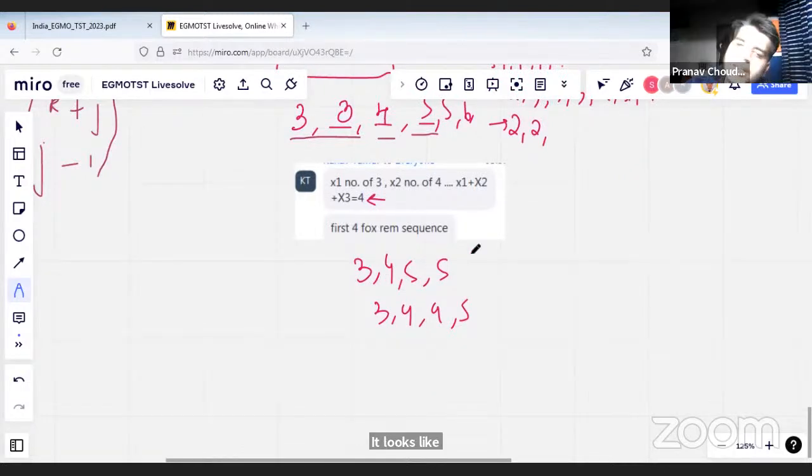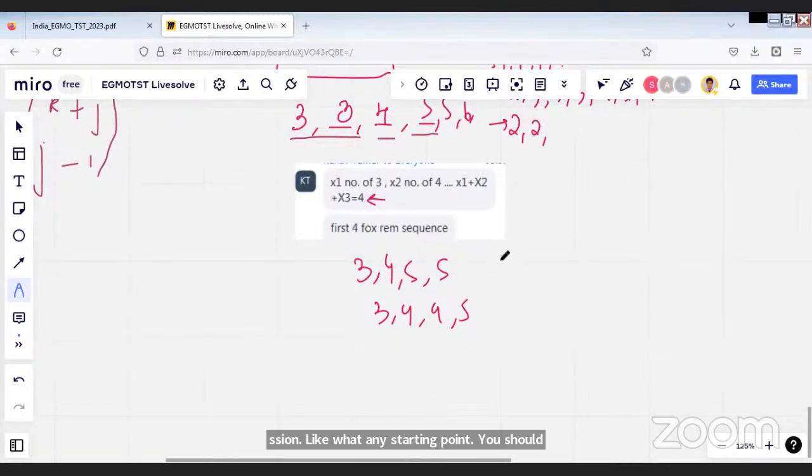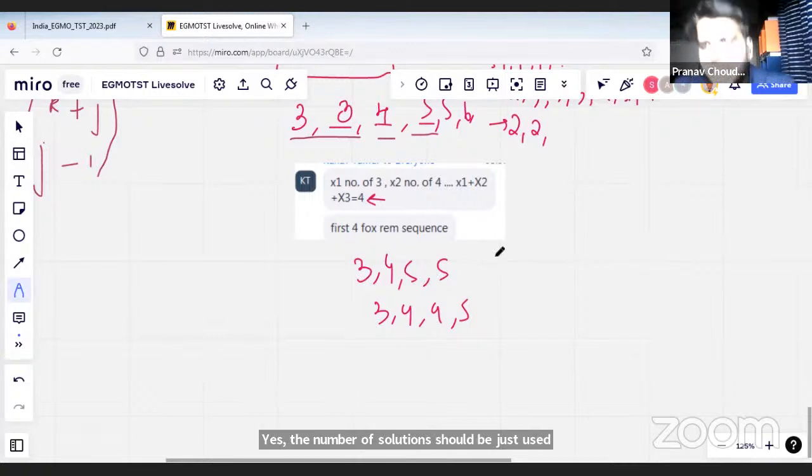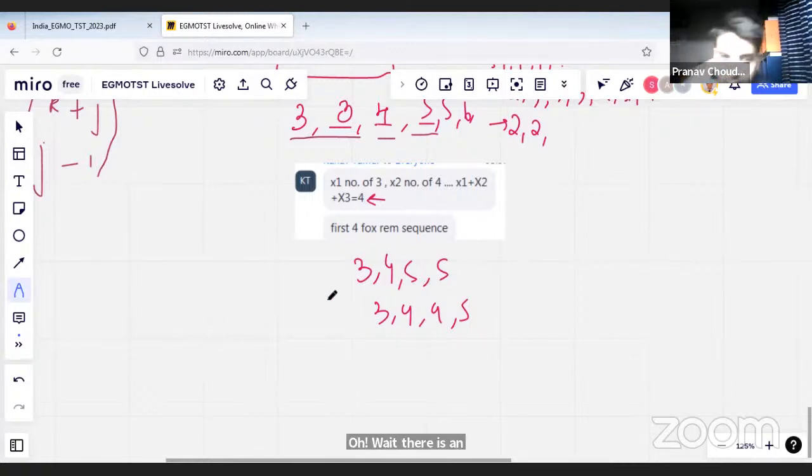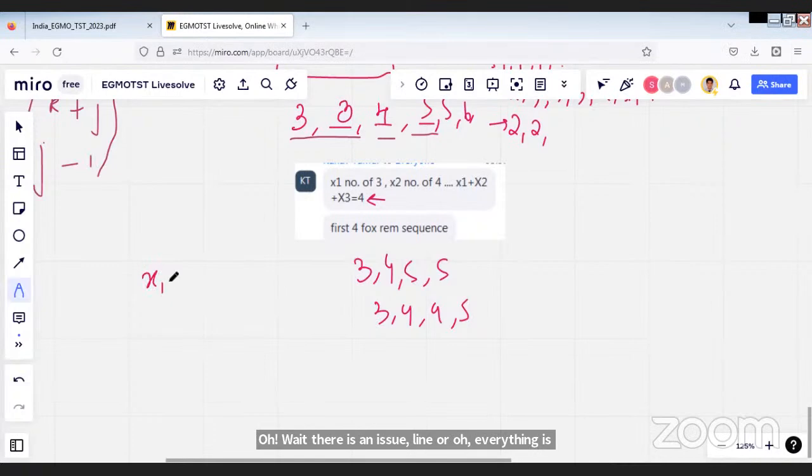Oh, wait, there is an issue. Everything is greater than or equal to 1. Yes, yes, that's what I'm saying. Yeah, this should work. So, what is the number? I don't know, I didn't count this. Yeah, I'll just count that.